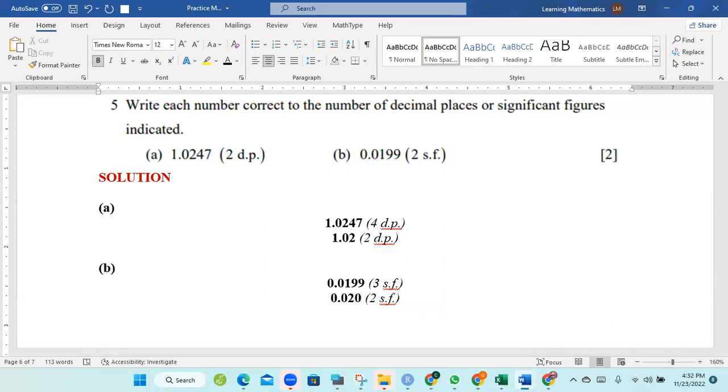You must put that 0 there. This 0 is significant because once you start to count, you are going to keep counting, even though you meet another 0, you have to count it. So this is 1, 2 significant figures. But those 2 zeros, they're not significant because we don't start to count yet. But once you start to count, any number that comes after is significant, even though it's a 0. So 1, 2 significant figures.